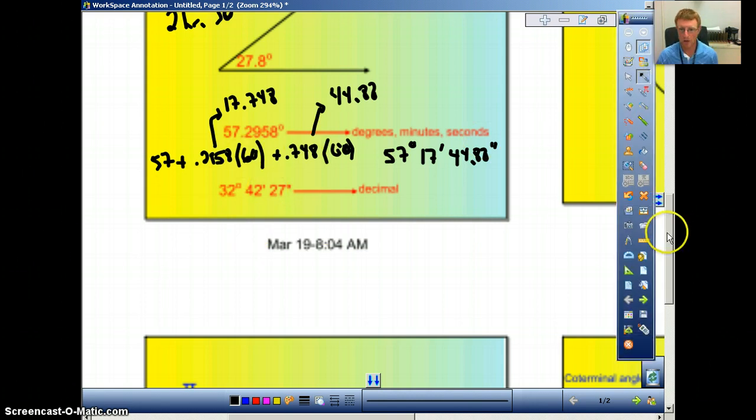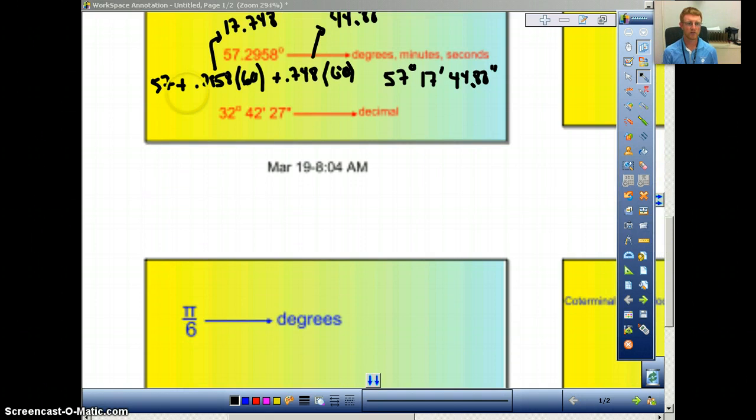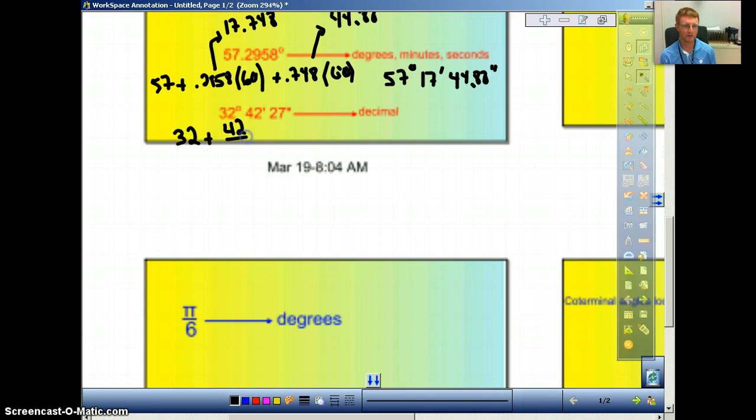Okay? So now the second one, going back in the other direction, is a little bit different, but not a ton. It's the same idea, except now we have to do a division. So here it's going to be 32 plus 42 divided by 60, because that's the number of minutes there are in 1 degree. But here's where the difference is. For the last one, because it's 27 seconds, it's not going to be divided by 60. It can't be divided by 60 because there's not 60 seconds in 1 full degree.